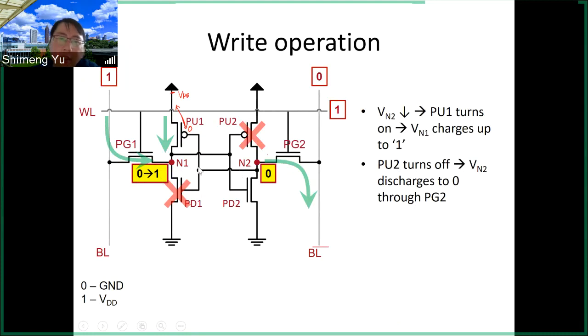But there is an order for this process. So that must be N2 1 to 0 happens first. And then the N1 0 to 1 will follow. So then we finish the write operation. Eventually then you flip the data, like N1 switches from 0 to 1, N2 from 1 to 0. But this 1 to 0 will happen first.